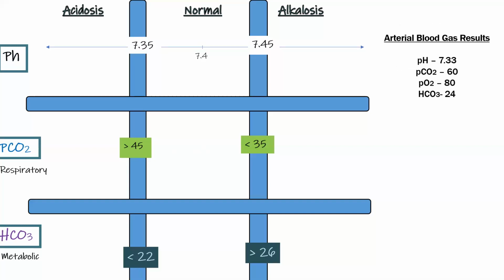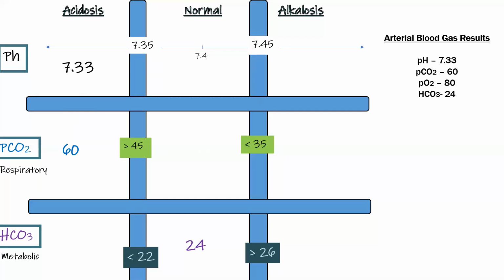First, we have a pH of 7.33, which would fall in the acidosis column at the upper left-hand corner. Next is a carbon dioxide of 60. This would also fall in the acidosis column because it's higher than 45. And last, we have a bicarbonate of 24, which falls in the normal range.